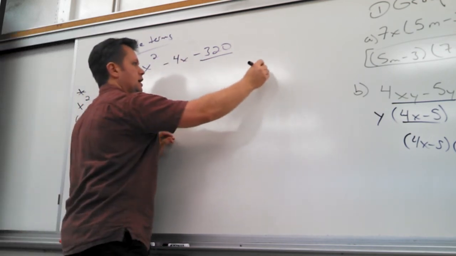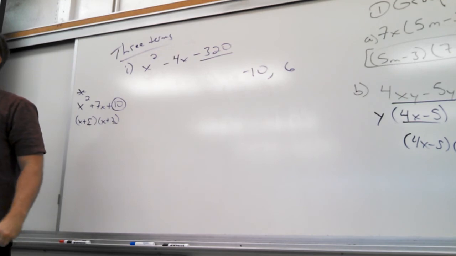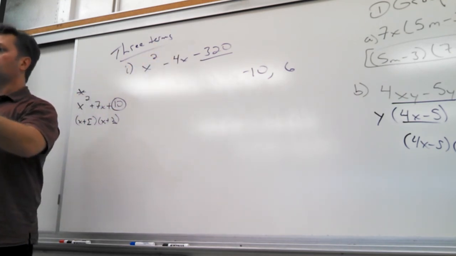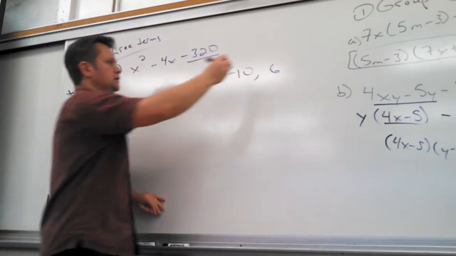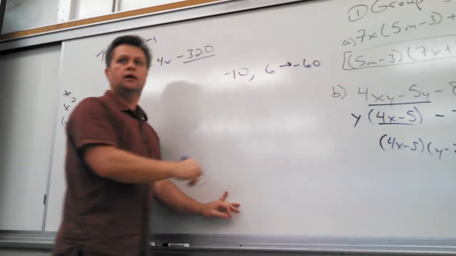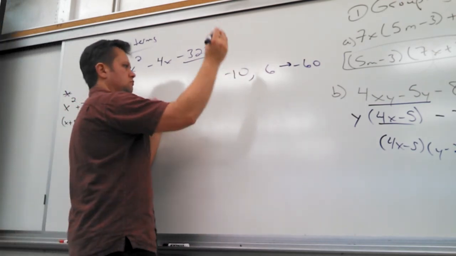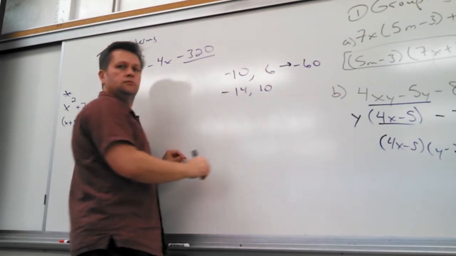Mm-hmm. So like 10 and 6, if the 10 is negative, don't they make negative 4? Do they also multiply to be negative 320? No. Okay, so keep going. This is much easier. This is like a Price is Right game. This is negative 60, right? When you multiply, that's too small. Well, let me make my numbers bigger. What about something else that's 4 apart? Negative 14 and 10, right?